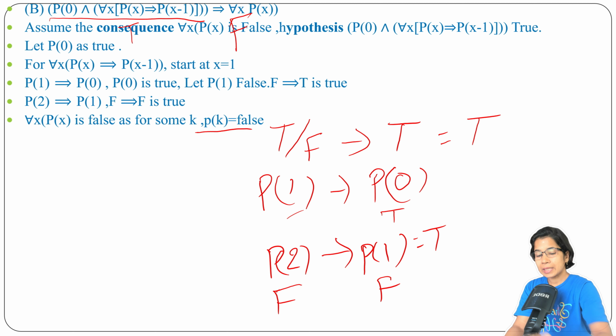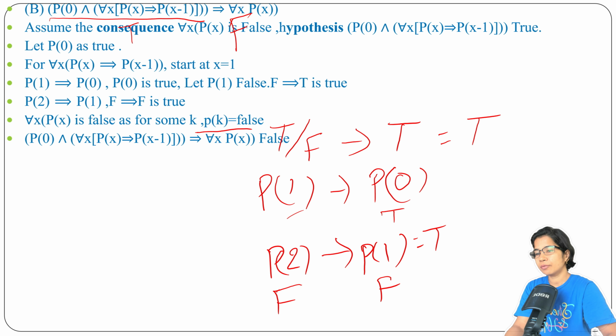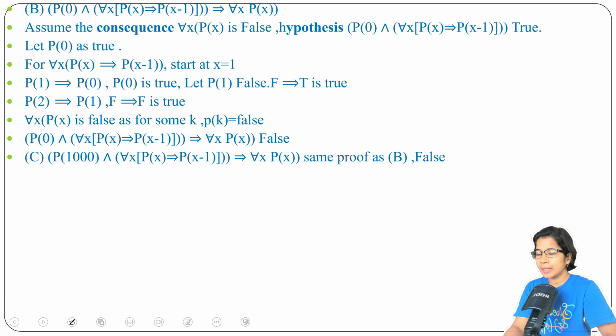We proved that this right side, for all x, p of x, is false. If the left side is true, then the whole implication will be false. Next, option C: p of 1000 and for all x, p of x implies p of x minus 1, implication for all x, p of x. This proof will be the same as option B. As option B is false, option C is also false.